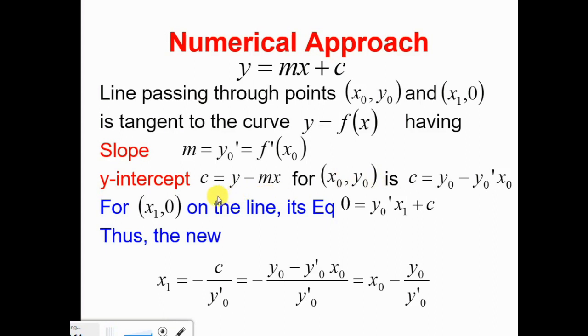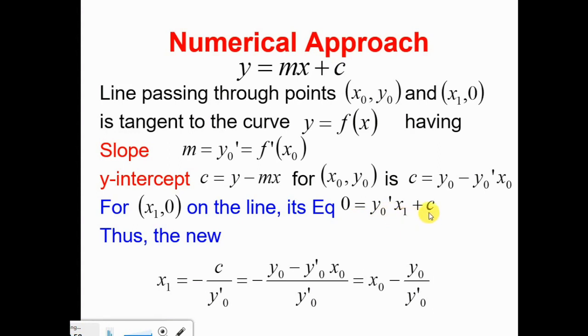Now similarly you can extend the very equation y equal to mx plus c to write c. c is equal to y minus mx. So at point x0, y0, c is y0 minus y0 dash x0. And the point x1, 0 is also a point on the line which satisfies all conditions for the line. And for this point, if you substitute y equal to 0, it will be 0 equal to y0 dash x1 plus c.